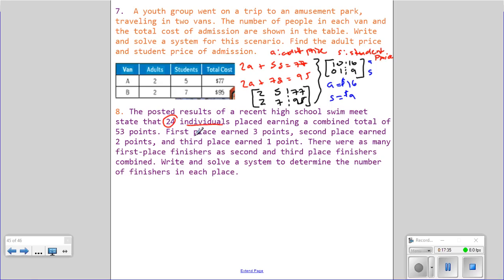We know that if you're first, you earn 3. If you're second, you get 2 points. And if you're third, you get 1 point, which makes sense, that the last place should get the least amount of points. Then it says there were as many finishers in first place as second and third combined. Okay. Write and solve a system to determine the number of finishers. Oh, I forgot. The total points was 53. That's going to be another important equation.